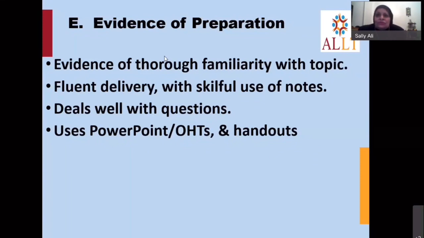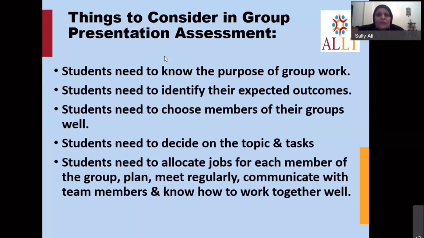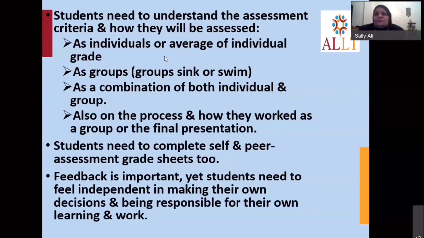Next, let's look at things to consider in group presentations. Now, students need to know the purpose of the group work. They need to identify expected outcomes. They need to choose which members are going to be in the same group. We need to decide on the topic and the tasks. Now, they need to understand the assessment instruments and how they would be assessed. Are they going to be assessed as individuals, or by an average of individual grades, or as groups? Also, we can have individuals within a group and they all sink or swim.